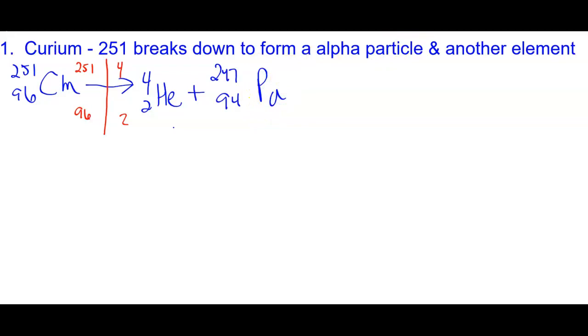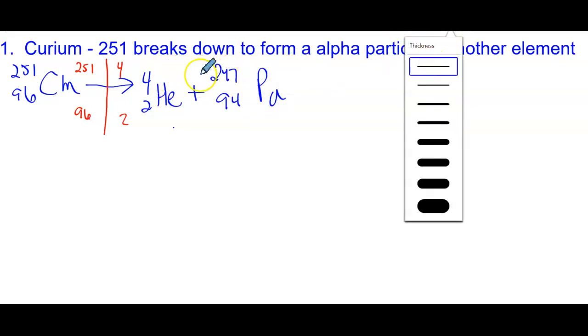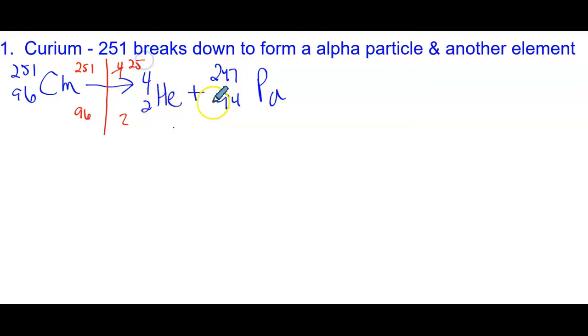Just to double check our math, I want to show you this piece. 4 plus 247 is 251, and 94 plus 2 is 96. So now we know that these numbers are equal and these numbers are equal, so we set this up.